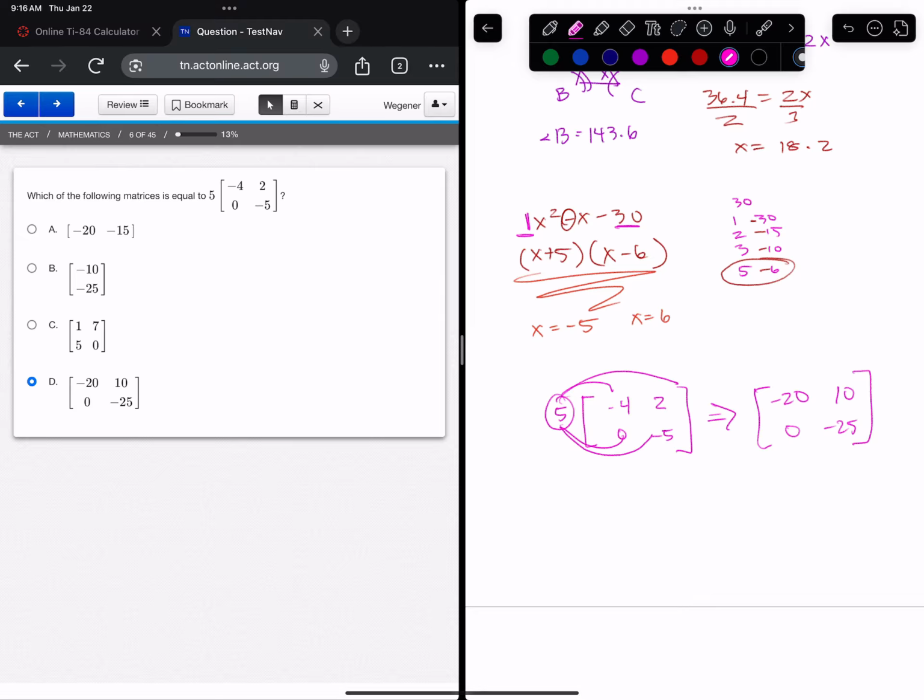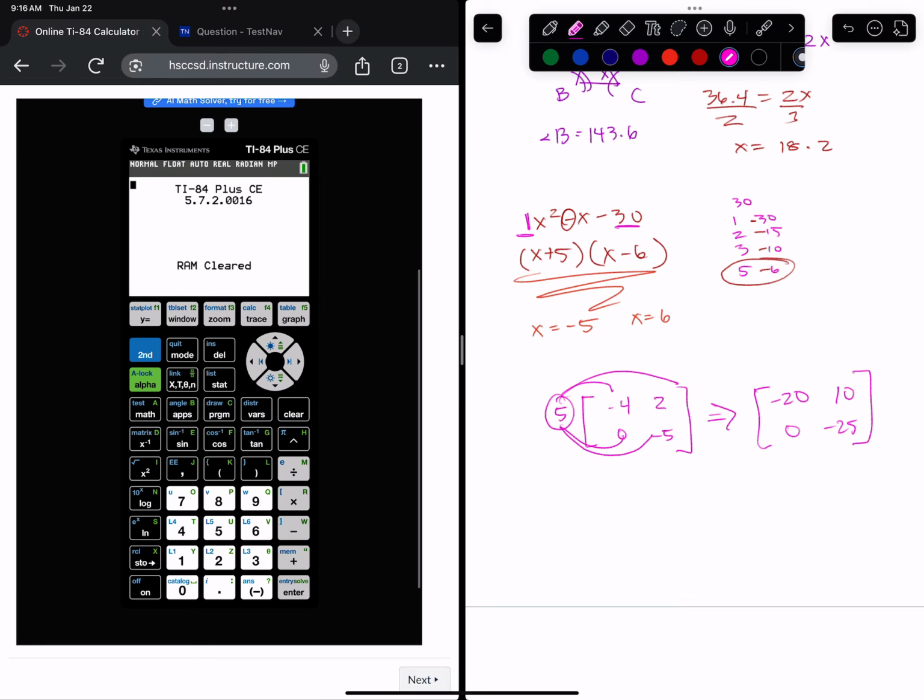Now, if you had the physical TI-84, there is a matrix function on that calculator. So second, matrix, and here is where you can go ahead and edit your matrix. This is going to be a 2 by 2, so I can go ahead and put in that -4, 2, 0, and -5 real quick. So get out and then put in that 5, and you're going to multiply. So 5 times second matrix, and then I'm going to bring forward matrix A that I just input, and here's the answer.